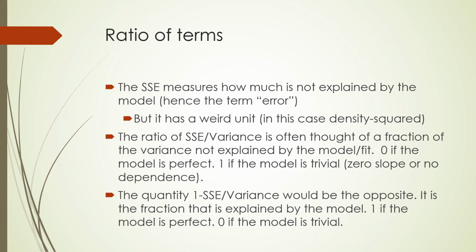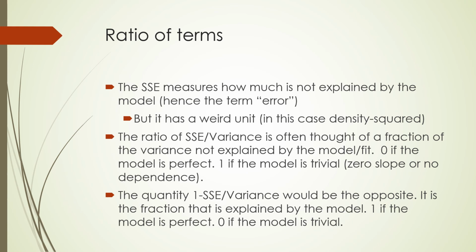The SSE tells us how much is not explained by the model, hence the term error. But it has a weird unit, in this case a density squared unit. But the ratio of SSE to the variance, one divided by the other, gets rid of this density squared, and we're just left with a pure number. So we can think of it as a fraction. The fraction of the variance that is not explained by the model. Again, the SSE was error, so it's about what's not explained. And so SSE over variance is the fraction of what's not explained.